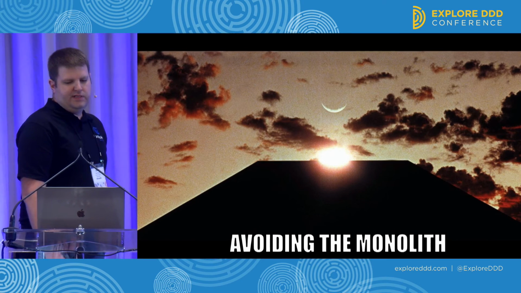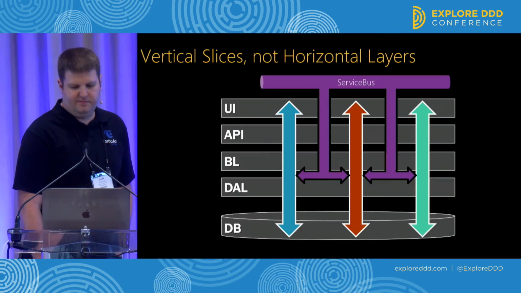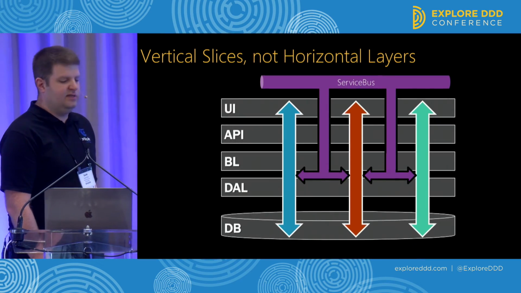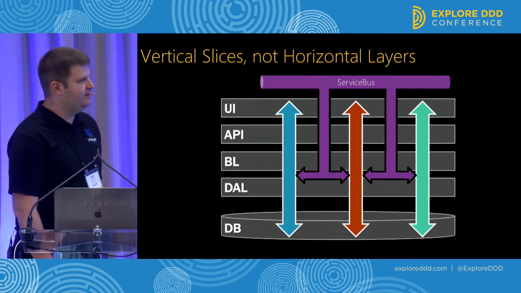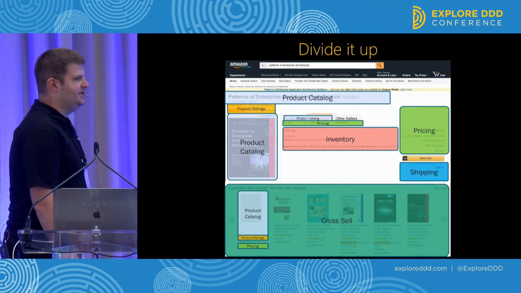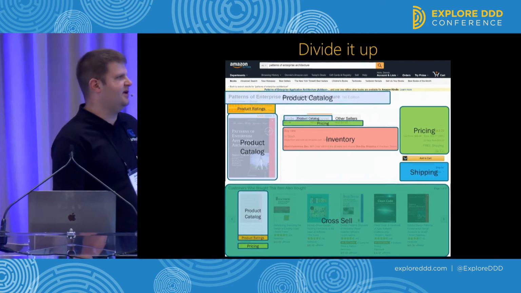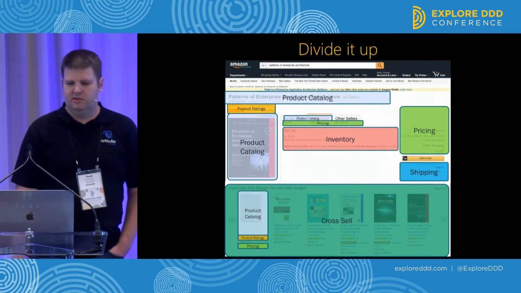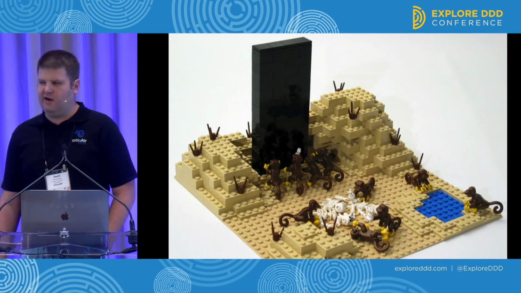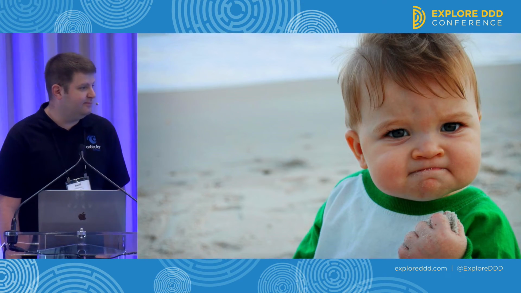And so, whether it's singular or distributed, we want to avoid that monolith by creating vertical slices, not horizontal layers, dividing up the UI into different services, and composing a ViewModel that can power that UI, so that we can avoid the monolith and build more successful systems instead.